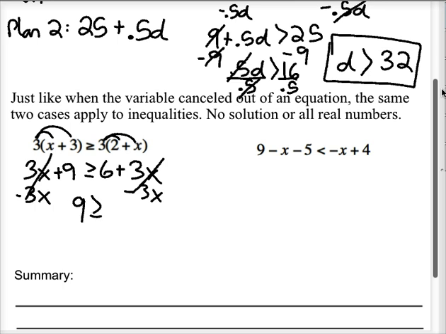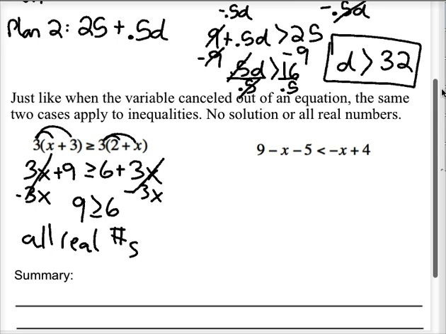Well, we get 9 is greater than or equal to 6. So what that means is every x is a solution to this inequality. You're left with something that's true. 9 is always going to be greater than or equal to 6. So because this is always true, what that means is every real number, all real numbers, are a solution to this inequality.